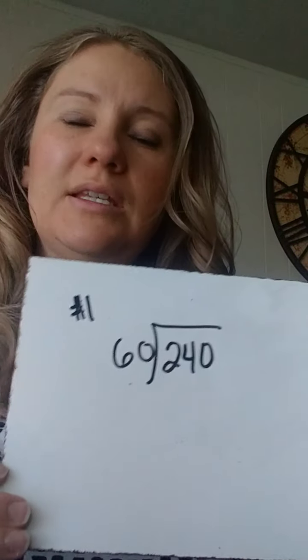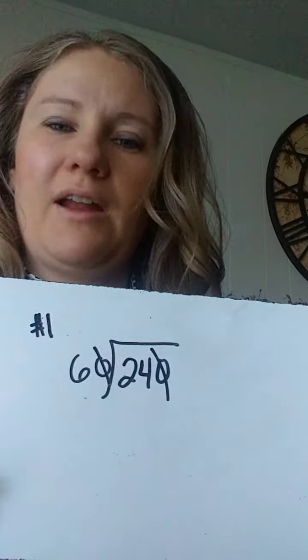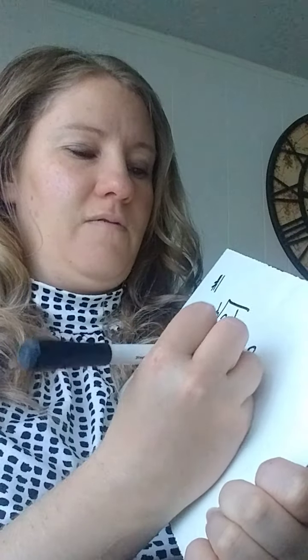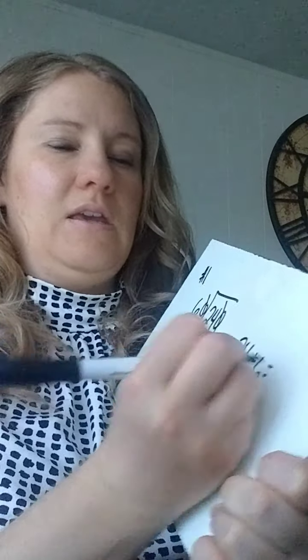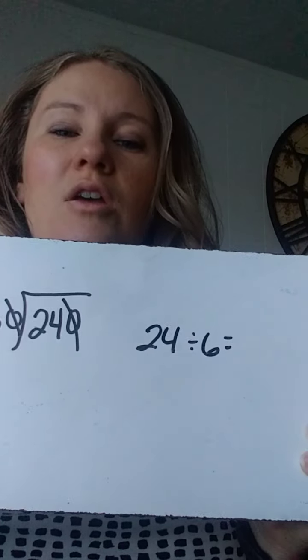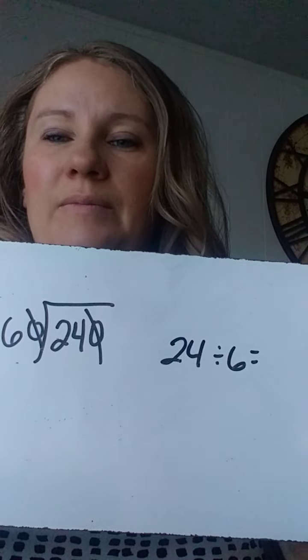Our first problem is number 1, 240 divided by 60. Let me get it written down here. All right, so the easy way to do this is to just cross out those zeros and go 24 divided by 6. So we know that 24 divided by 6 equals what? 6, 12, 18, 24. So I'll let you figure that one out on your own.